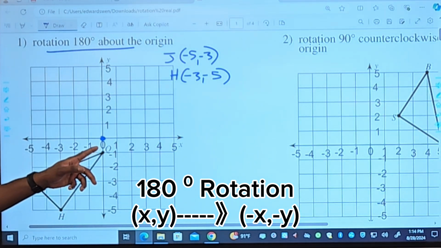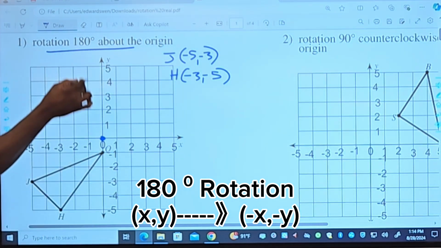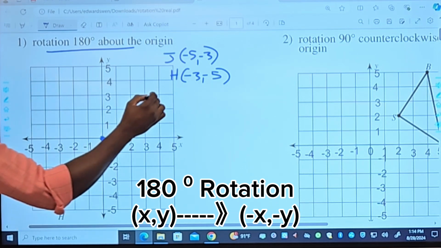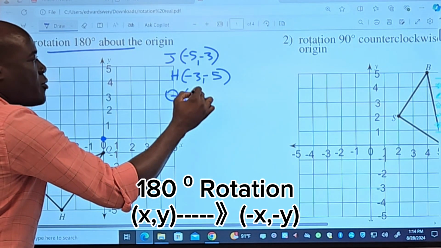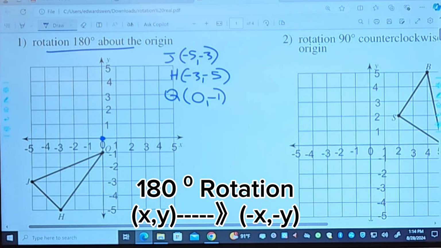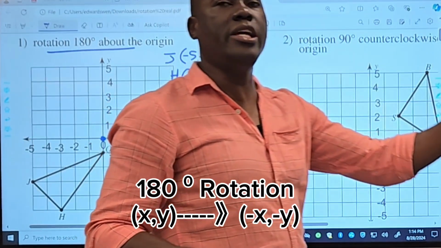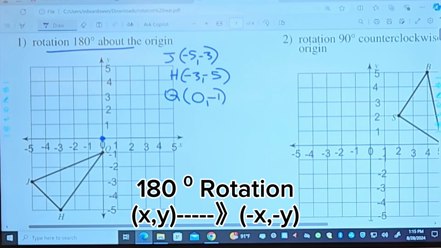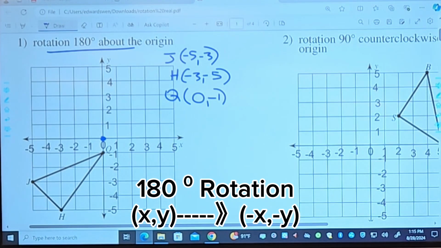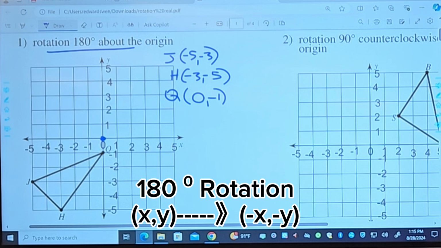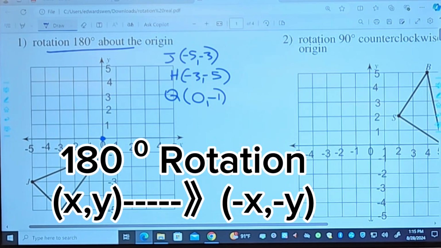Also, Q is right here, so it is a 0, because it's on the y-axis, so it's 0 meets -1. So Q is where 0 meets -1. Now, we are rotating this 180 degrees, and if you look here, it's telling us that for 180 degrees, we're not going to flip the coordinates. We're going to keep them, but change the sign. Look, (x, y) is now (-x, -y).